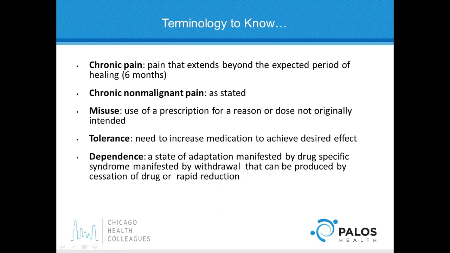Dependence means that there is a state of adaptation manifested by a syndrome with withdrawal being present once you have stopped the medication or you have dropped it too fast. Now, keep in mind that you can have tolerance and dependence and not necessarily have addiction. There are other characteristics that need to be present.